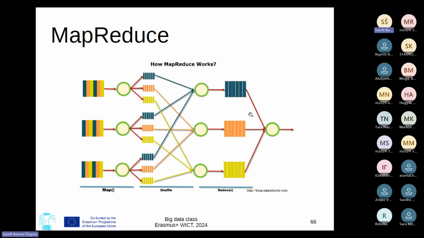So for example, let's say I want to figure out the average horsepower per car. I have a list of all cars. I split that into different subsets so I can process it on different computers to make it faster.